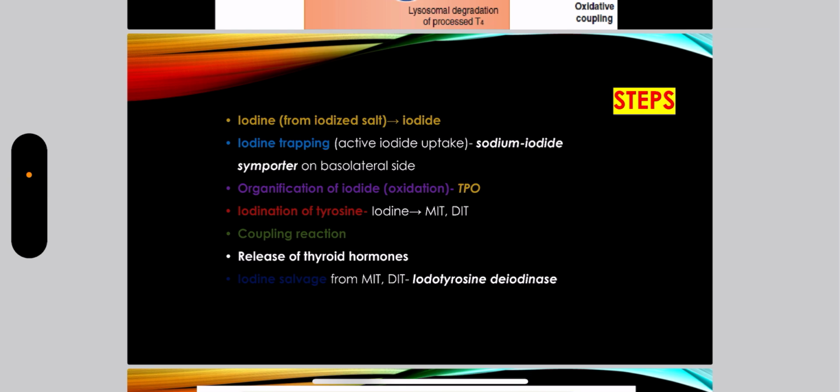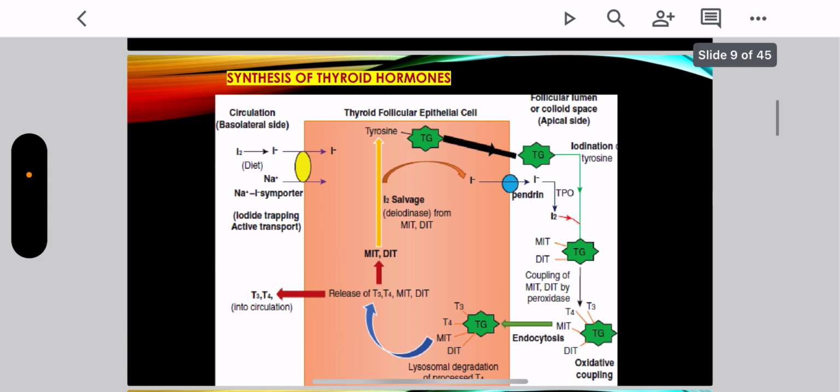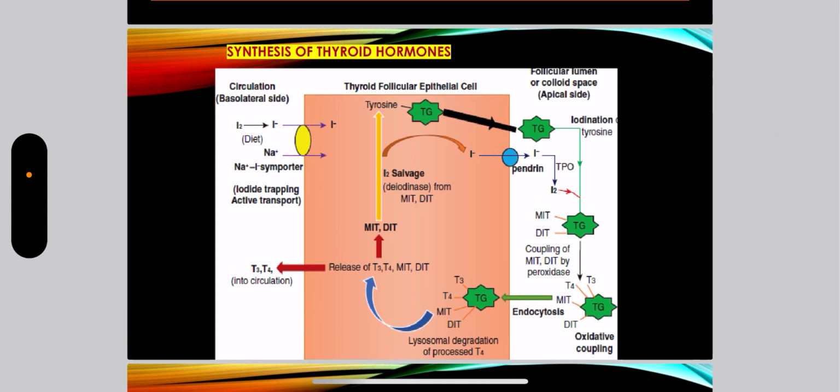Intake of iodine from iodized salt, iodide trapping, organification of iodide, that is oxidation, iodination of tyrosine, coupling reaction, release of thyroid hormones, and iodine salvage from MIT DIT. Now I'll explain all these steps in detail by looking at this figure, so kindly pay attention.